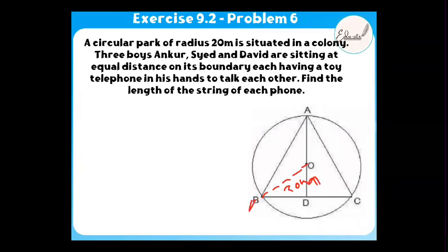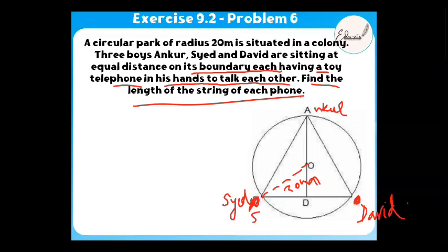This is Ankur. Let's write A as Ankur. B as Syed. What about C? Let's write it as David. Okay, instead of C, D will be easy for us then. Find the length of the string of each phone. So what they have told is find AS, find SD, and find AD.